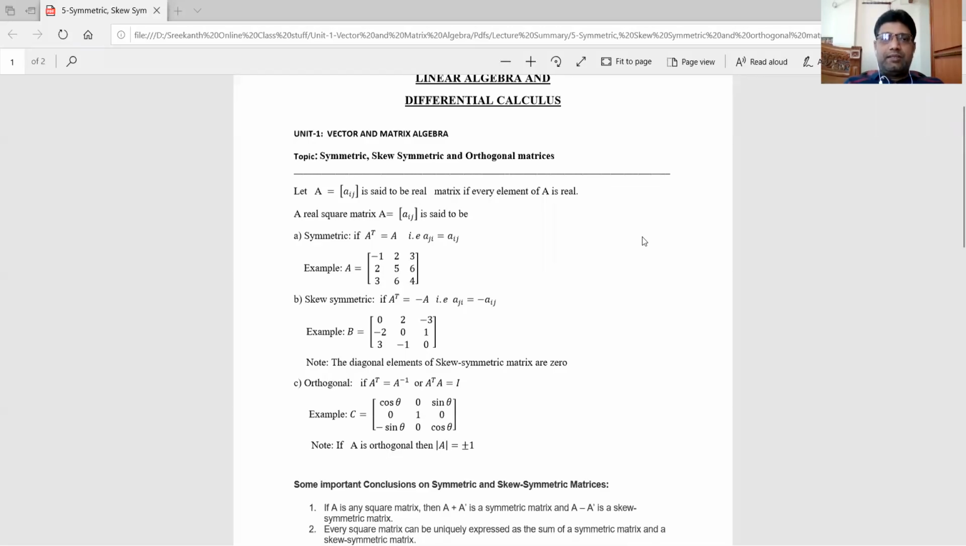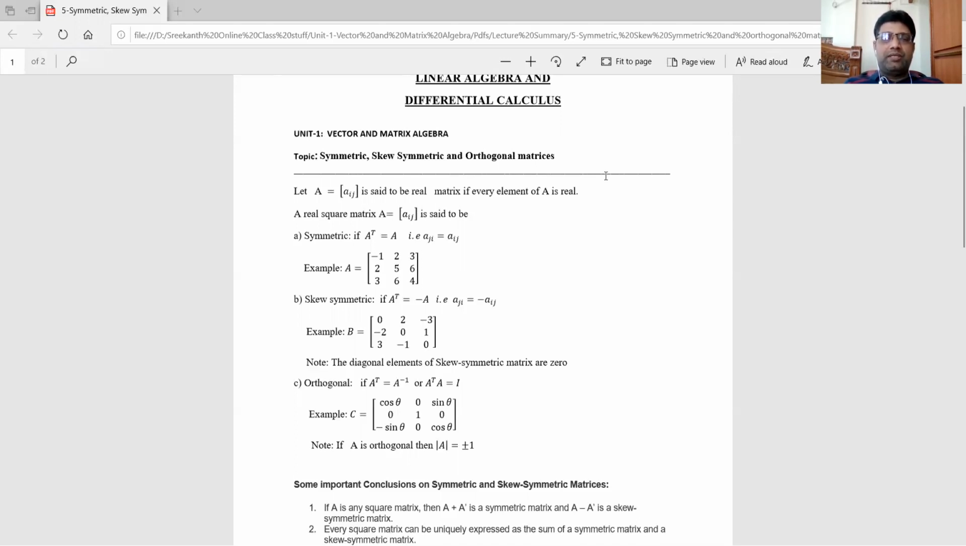Hello. In this lecture, we are going to see the concept of real matrices. Before going to see real matrices, first we'll see matrices are broadly classified as two types. One is real matrices, another one is complex matrices. Under real matrices, we'll see three matrices, which are symmetric, skew symmetric, and orthogonal matrices.